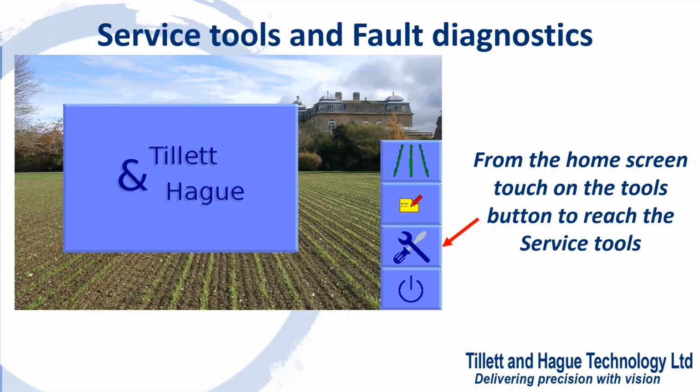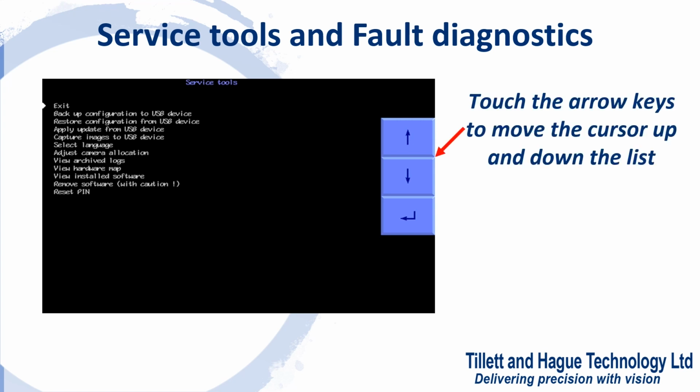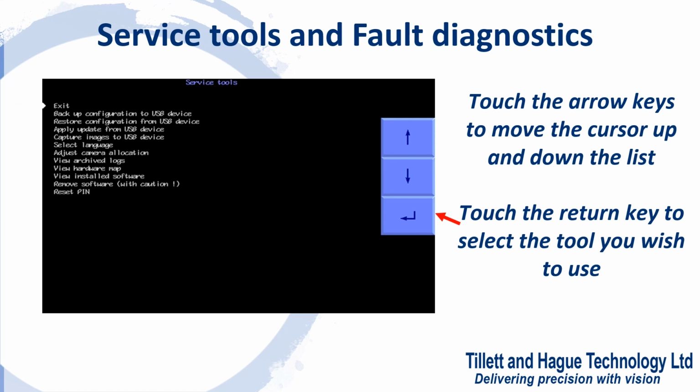Our service tools can be reached from the home page by touching on the Tools button, which will get you to this screen, displaying a menu of tools. Use the up and down arrow buttons on the right of the screen to move the small white triangular cursor to the appropriate line. Touching the return key selects that tool.